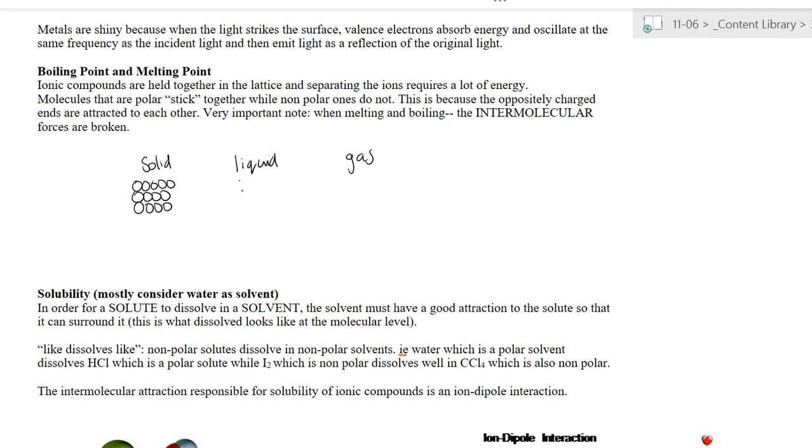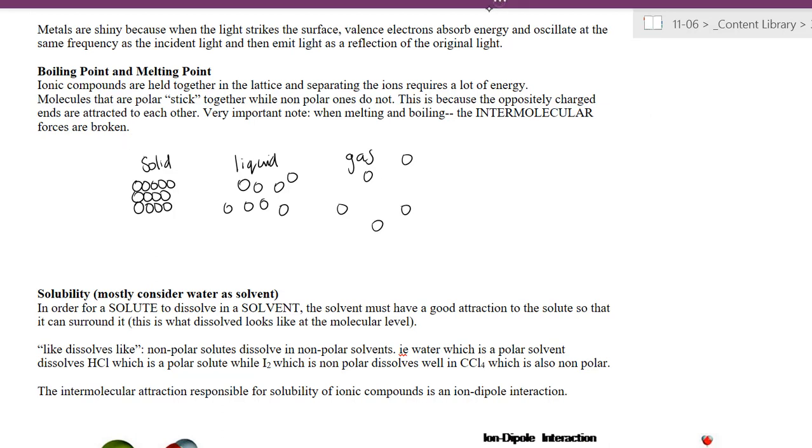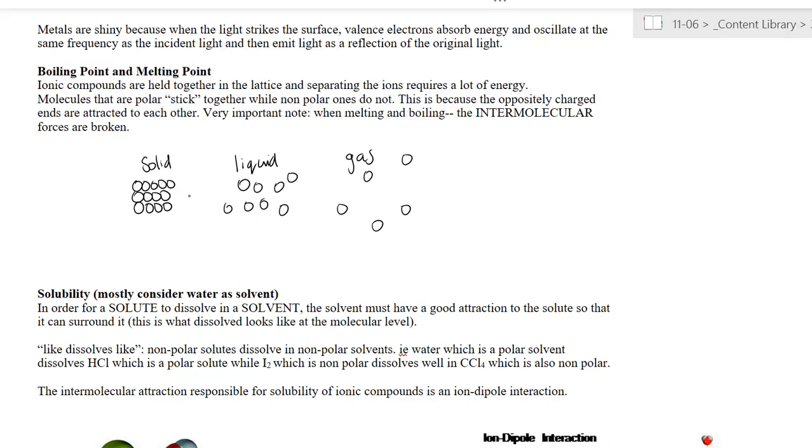In a liquid, those same molecules or particles are a little bit more spread out. And when you have a gas, they're even farther apart. So what we need to recognize here is that when we are going from solid to liquid to gas, we need to add energy. And the energy that we add is going to be responsible for breaking the intermolecular forces.